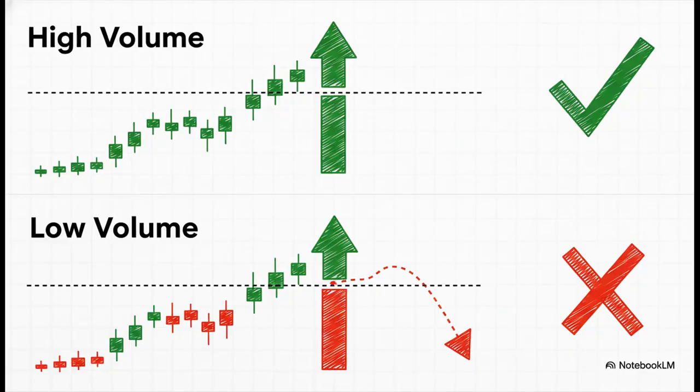High volume is like a vote of confidence. If a stock breaks out to a new high on massive volume, it's a sign that the big players are on board. But if it breaks out on low, weak volume, that's a warning sign that the move might not have the fuel to last.